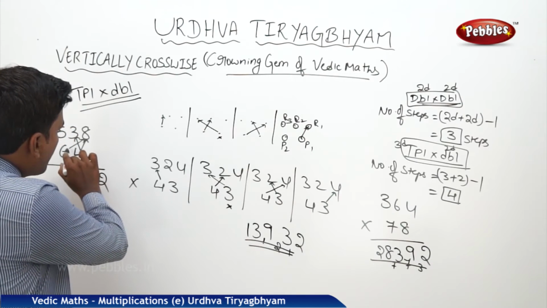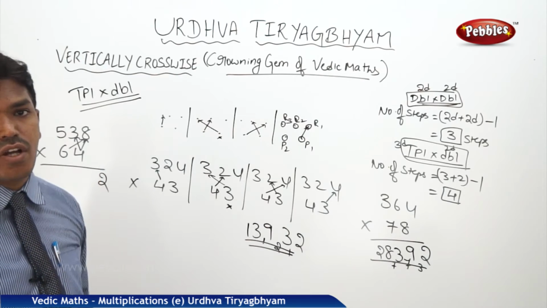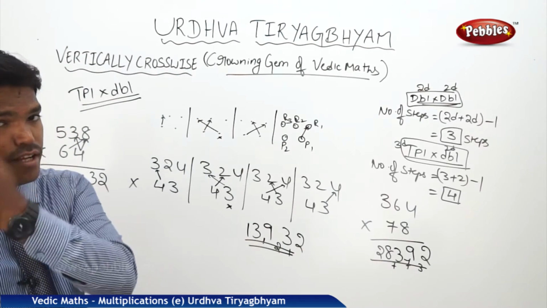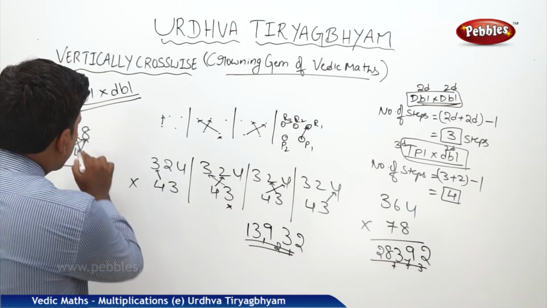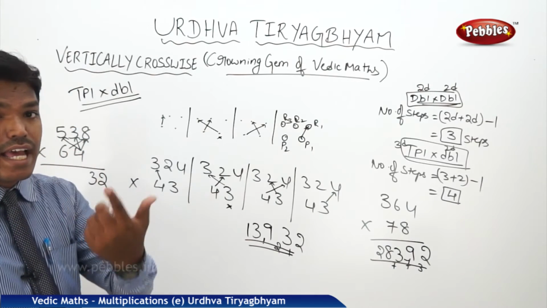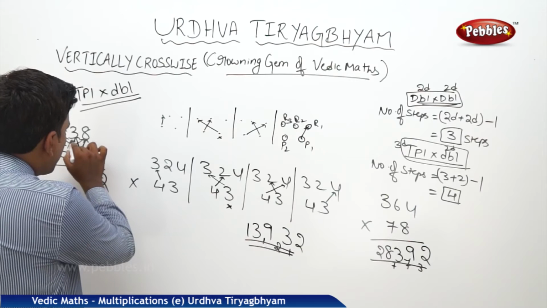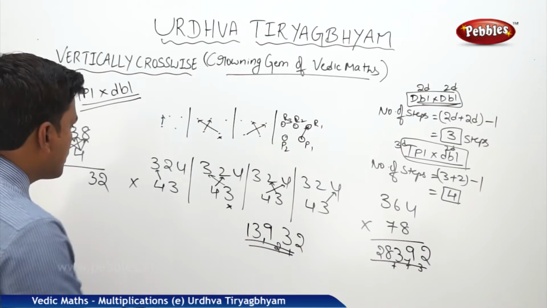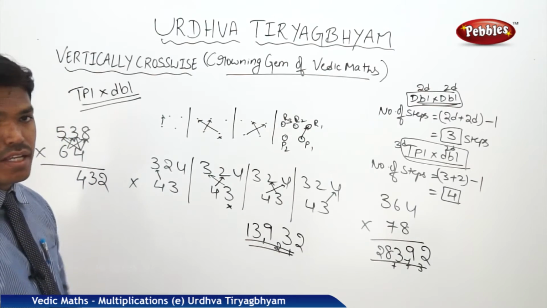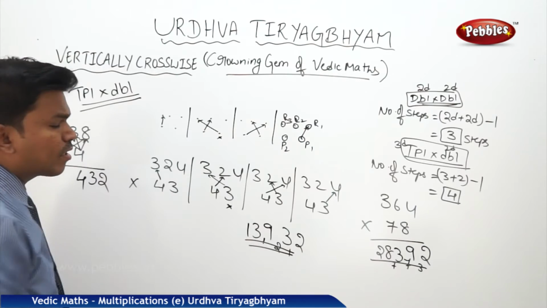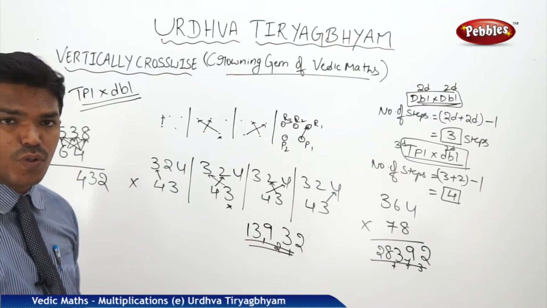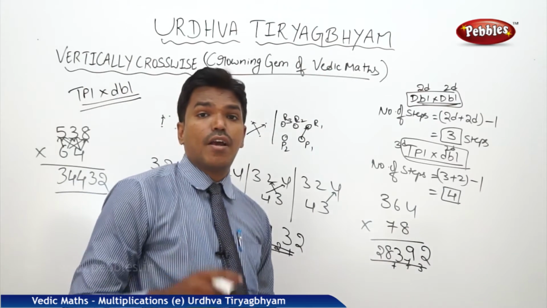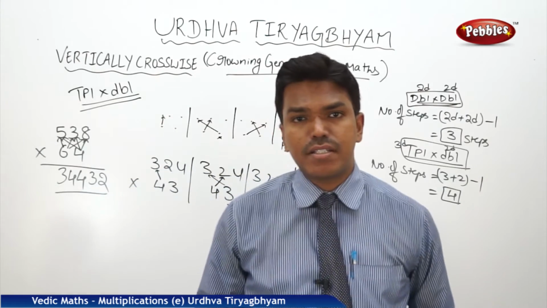And what is the next step? 6 8s are 48. So 15 plus 48, how much? 63. So I am dropping 3, carrying 6 in the mind. Exactly. Now what is the next step? 4 5s are 20. Immediately add the carry. 26. 26 plus 18, how much? 44. So drop 4, carry 4 in the mind. So what is the last step? 5 6s are 30. And what is the final carry? 4. So the answer is 34. So what is my answer finally? 34432. Like that you can multiply triple digit into double digit within a single line.